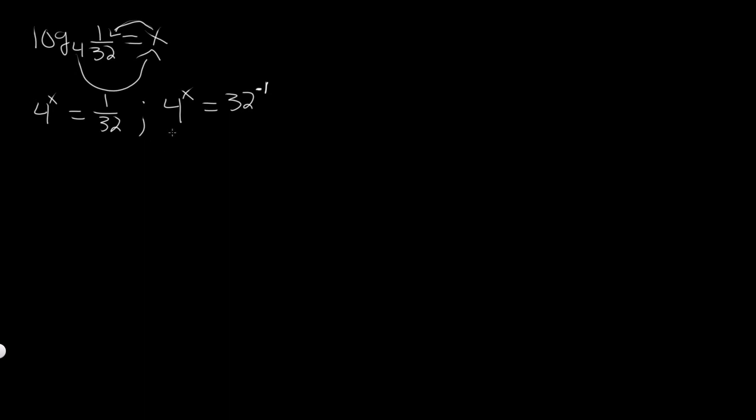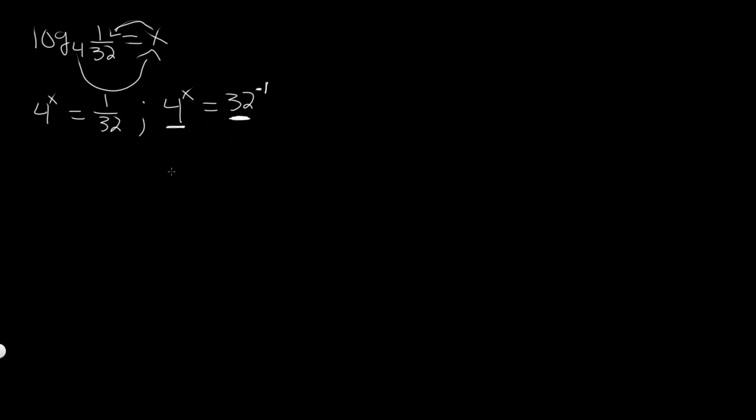And now we need to get these to the same base. But unlike last time, we can't just change this base right here because there's no power of 4 that will give us 32. So we're going to have to change both bases. We're going to have to find a base that we can raise to a power that both of these have in common. Luckily, 2 to the second power is 4 and 2 to the fifth power is 32. So the common base that we can use here is 2.